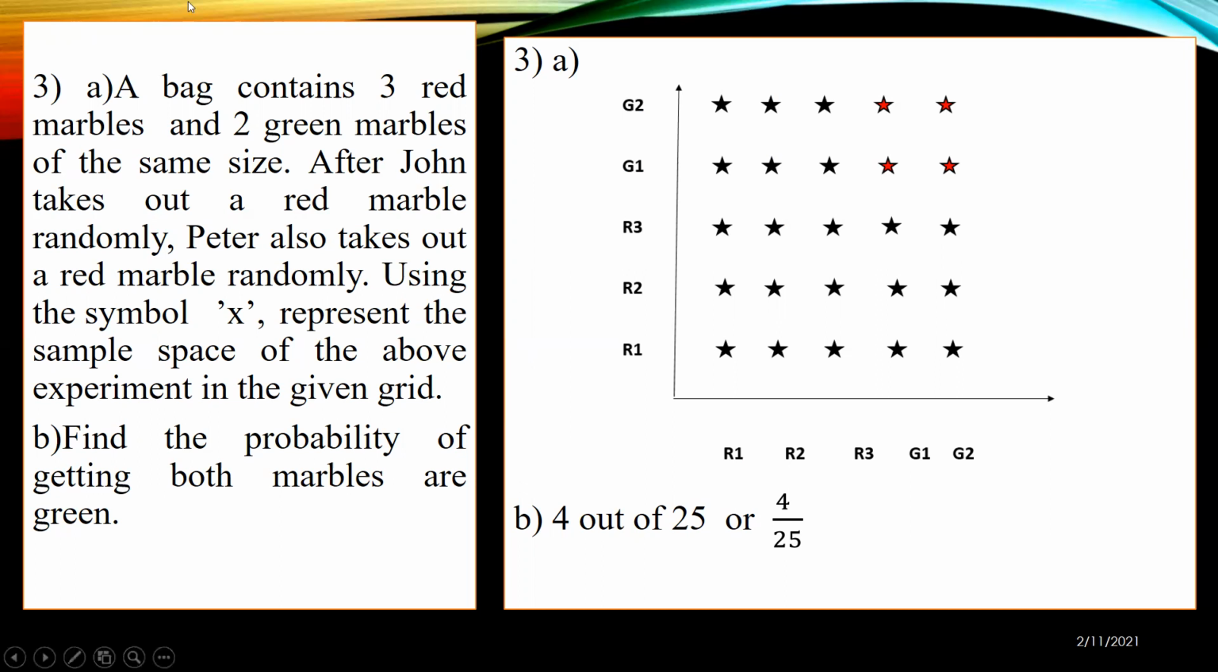Now here, I will take this side as John's selection. And this one, I will take it as Peter's selection. So that is how I have taken it. Now, according to the question, you have to draw the sample space. So when I draw the sample space, you will get altogether 25 terms, right?